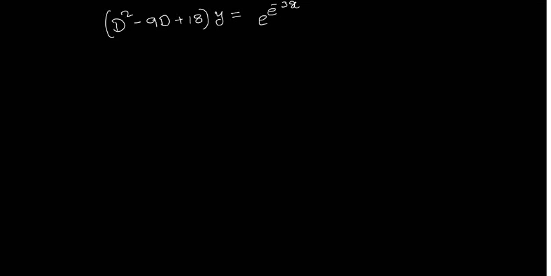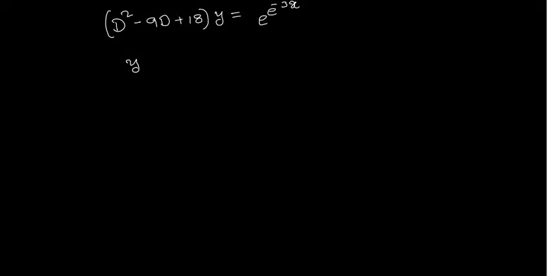Let us see how to solve this differential equation. So here, finding the complementary function is not a big task. So we need to find the particular integral. You know the particular integral can be formed like this: y equal to 1 by (D square minus 9D plus 18) acting on e power minus 3x. This is what you have.